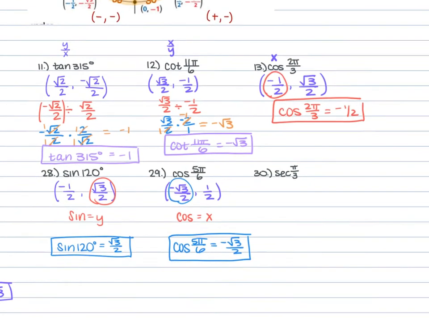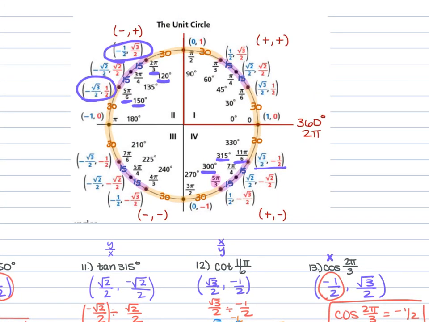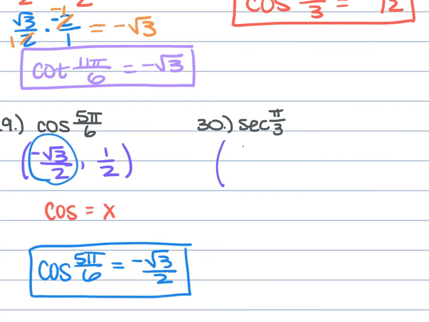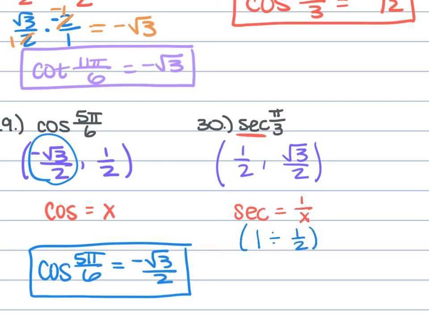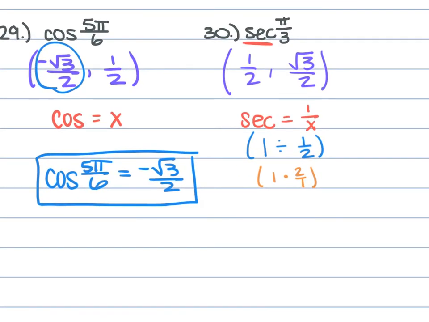And lastly, we're working with pi over 3. So pi over 3 is here. That's the ordered pair 1/2, comma, square root 3 over 2. We're working with secant here. So secant is the reciprocal of cosine, so that's 1 over x. So we're going to do 1 divided by that x value, which is 1/2. So we're going to keep, change, flip. This is going to give us 1 times 2 over 1, or just 1 times 2, which is 2. So the secant of pi over 3 is equal to 2.